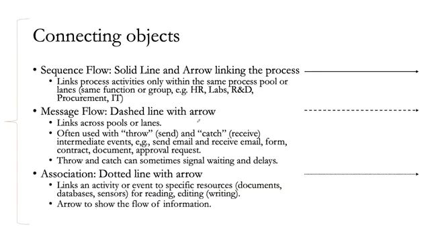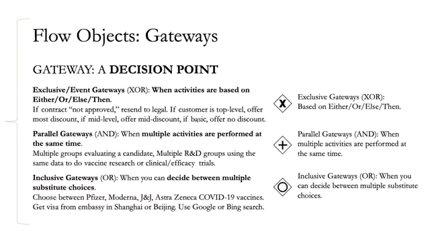If a customer is a basic customer, offer no discounts. So it's typically shown as a diamond with a cross, an X, in between, right? So it's an exclusive gateway, which is based on either/or, else, and then. Then, of course, you have something called a parallel gateway. A parallel gateway is no longer an or, it's an and.